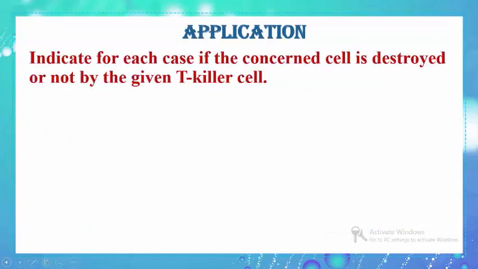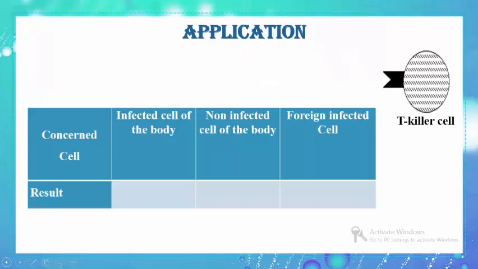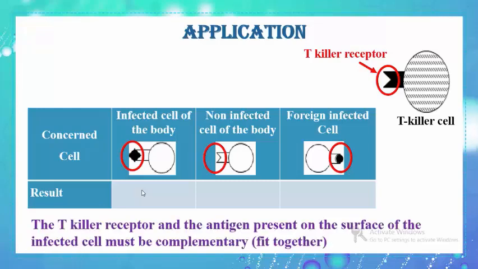As an application, we have this specific T killer cell, and we have 3 cells present in this table. We want to see which of the following will fit with this specific T killer cell. Remember that each T killer cell presents on its membrane a specific receptor. Here we have a triangular receptor, and of course the infected cell will present on its membrane a specific antigen. Let us see now which of these cells will be destroyed by this specific T killer cell.